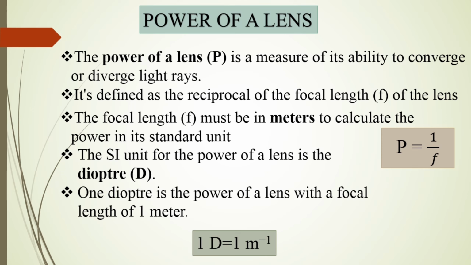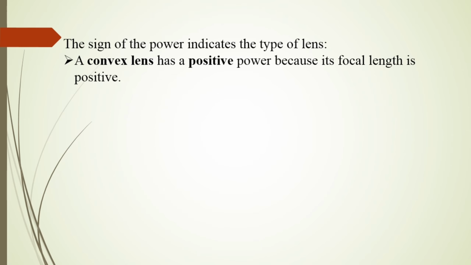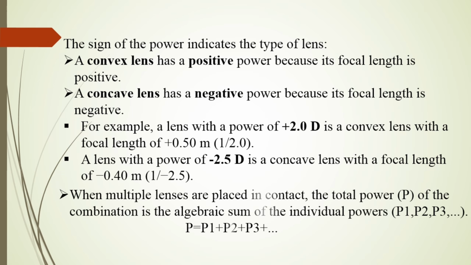The sign of the power of a lens tells us what type of lens it is. When the power is positive, it means the lens is convex. Convex lenses converge light rays to a focal point. This positive power corresponds to a positive focal length, meaning the lens bends light rays inward. On the other hand, when the power is negative, the lens is concave. Concave lenses diverge light rays. A negative power means the focal length is negative, indicating the lens spreads the light rays outward.